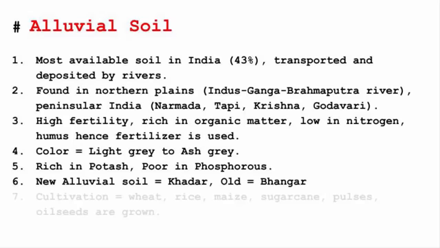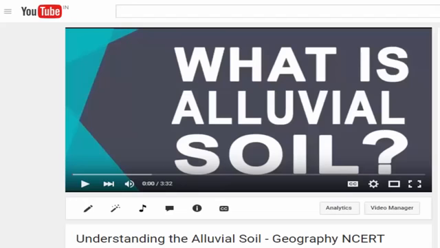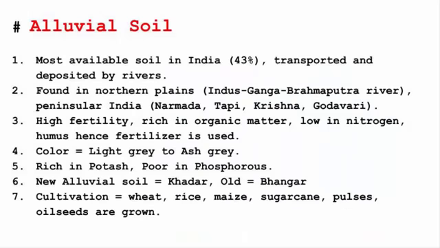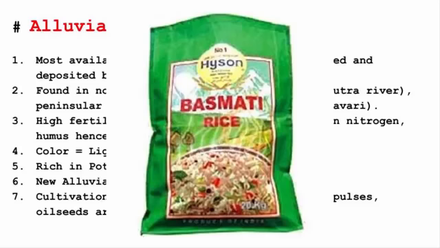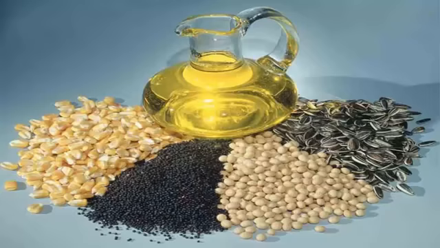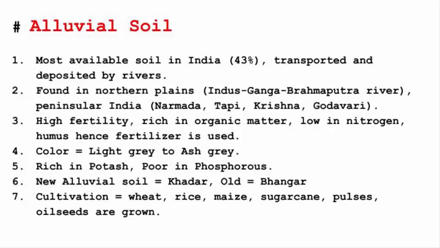Alluvial soil is of two types. That is new alluvial soil, which is called khadar, and old alluvial soil, which is called bhangar. I've dealt with this in a separate video. Please go and watch that video in case you haven't seen it. The kind of crops that can be grown in alluvial soil are wheat, rice, maize, sugarcane, pulses, oil seeds, etc. So with this we have come to an end of alluvial soil. Let's move on to the next soil.